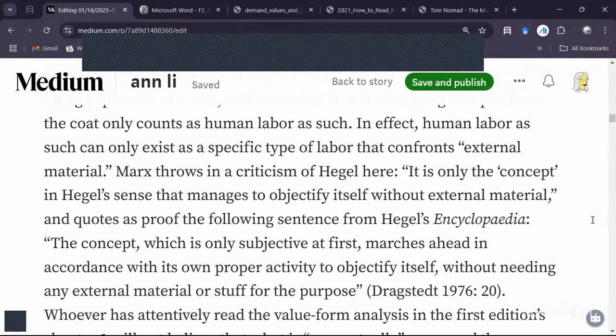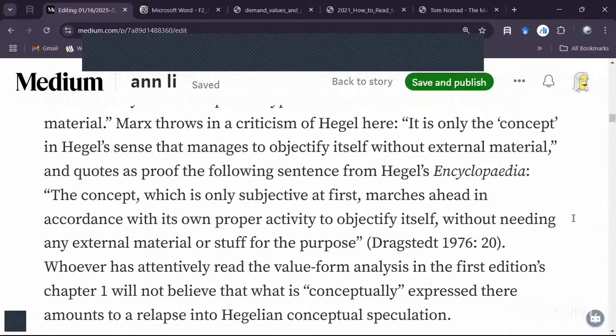It is only the concept in Hegel's sense that manages to objectify itself without external material, and Marx quotes as proof the following sentence from Hegel's Encyclopedia. This is the shorter version, the combined version of all the Hegelian writings. It's not so much combined as it is synthesized. Anyway: "The concept, which is only subjective at first, marches ahead in accordance with its own proper activity to objectify itself without needing any external material or stuff for the purpose."